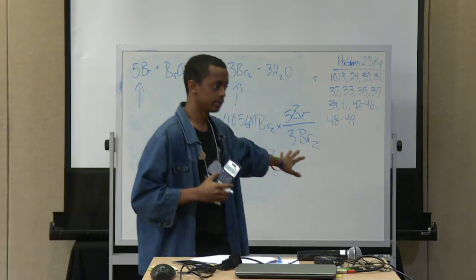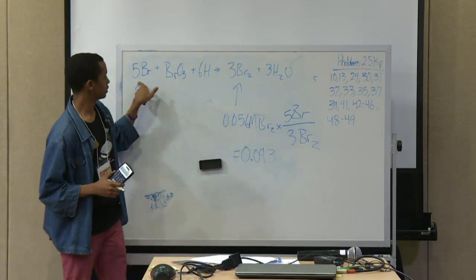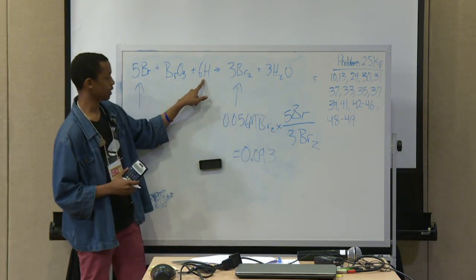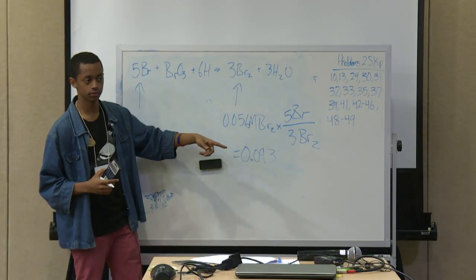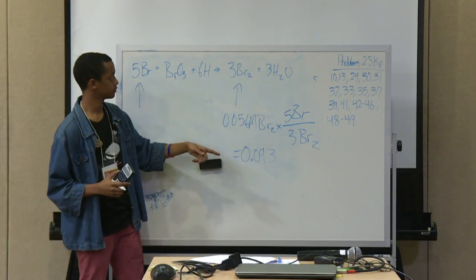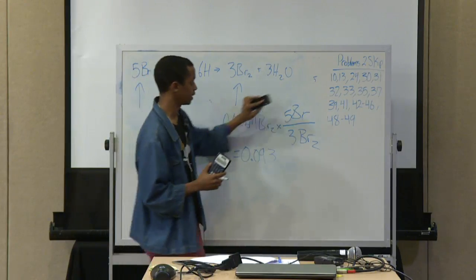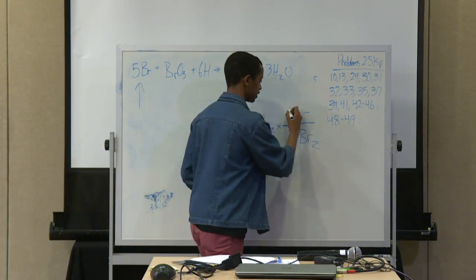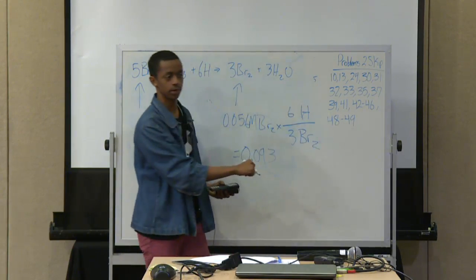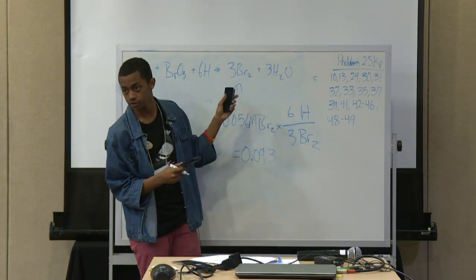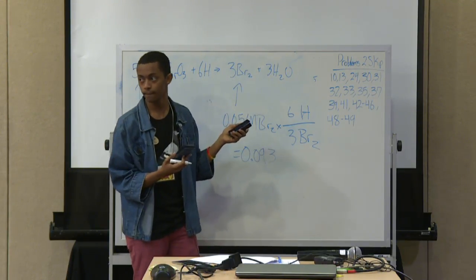All right, you guys see how that worked? You just relate all the coefficients. If they ask you for H, what would you have made the ratio? 6 to 3, right? You would have made it 6H over 3Br2 if they had asked for the rate of disappearance of the H. Cool?